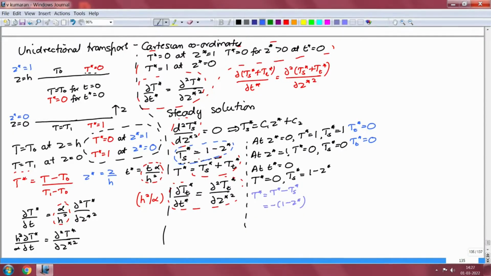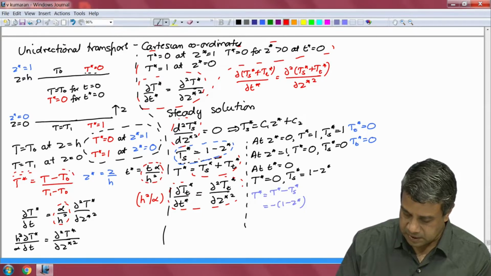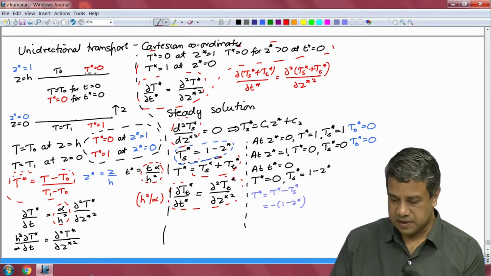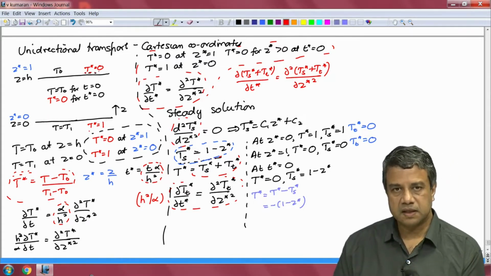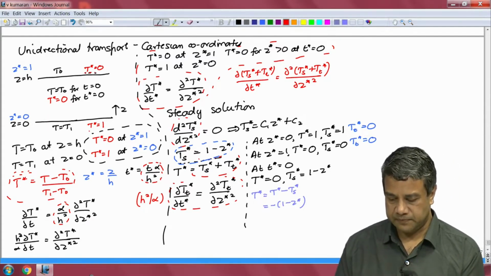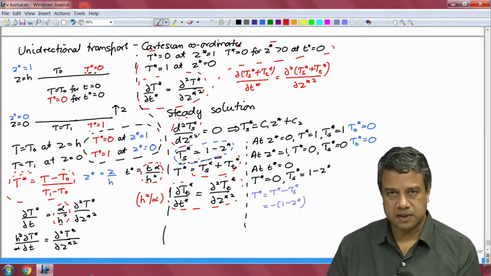Welcome to our continuing discussion on unidirectional transport in a Cartesian coordinate system. The conservation equation, we had reduced it by scaling. We had used the scale T star is equal to (T minus T naught) by (T1 minus T naught). Because of this, at the bottom surface T star was 1, at the top surface it was 0, and at initial time T star was 0 everywhere. Z star is equal to Z by H, so the Z coordinate varied between 0 and 1 as well.